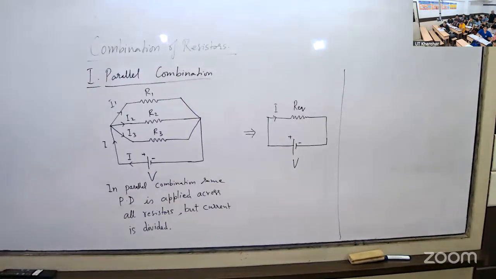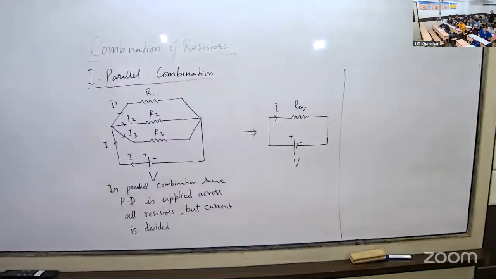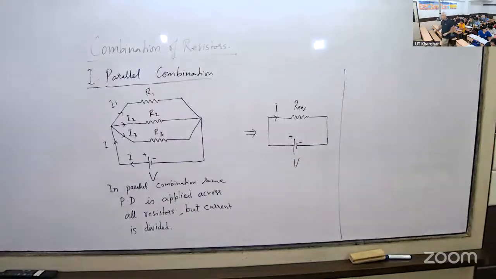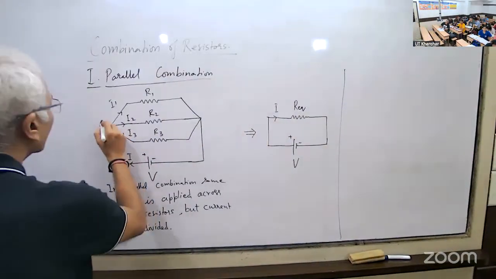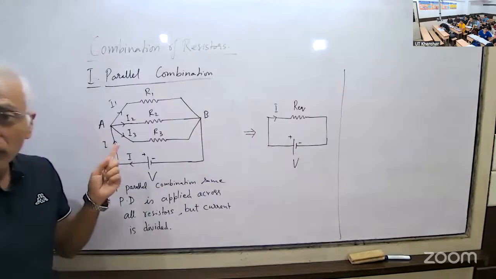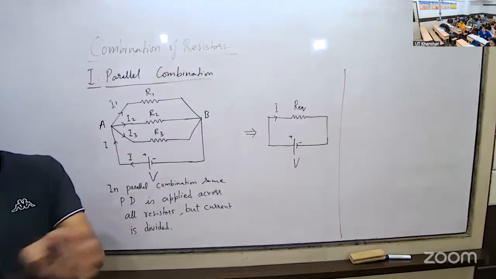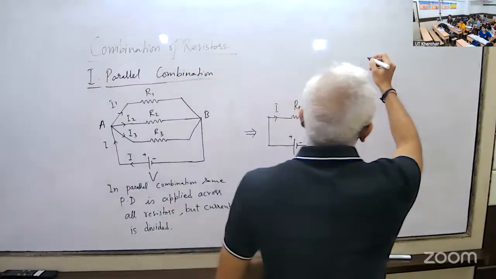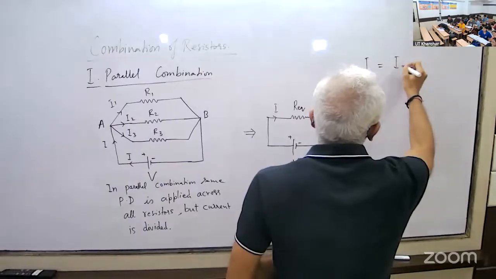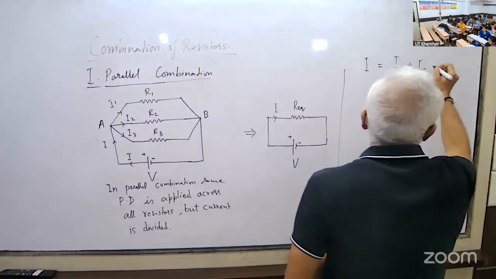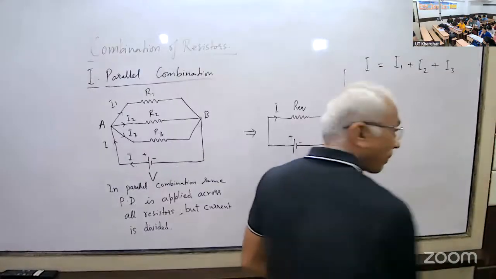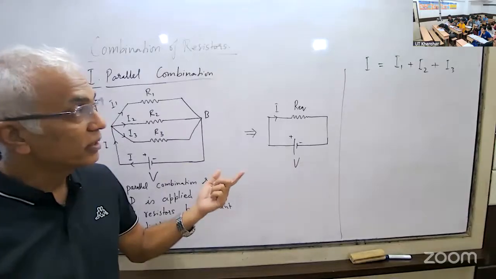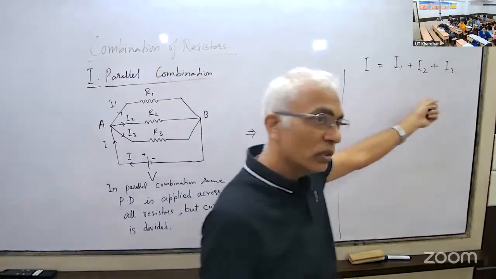The current that is coming out from the cell is high. But the moment it reaches the first point, let's call this A and B, at point A the current is divided, distributed. So for us, the starting point would be I is equal to I1 plus I2 plus I3. Total current provided has to be equal to the distributed current.